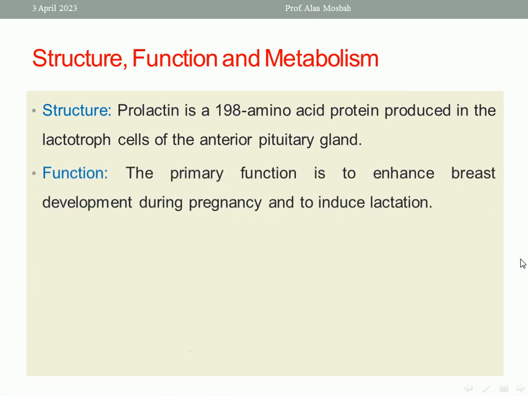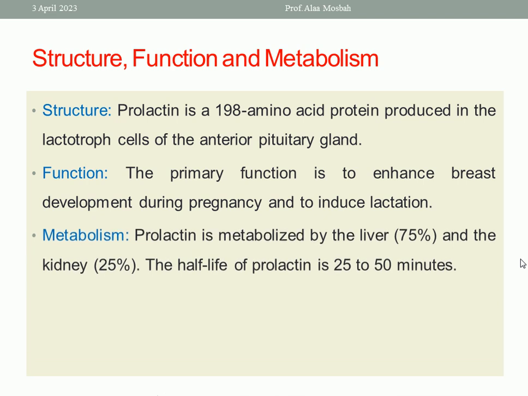Okay, what is the function of prolactin? The main function is to enhance breast development during pregnancy, and to induce lactation. So, it has an important role in development of the breast during pregnancy, okay, and inducing lactation. So, what about the metabolism?